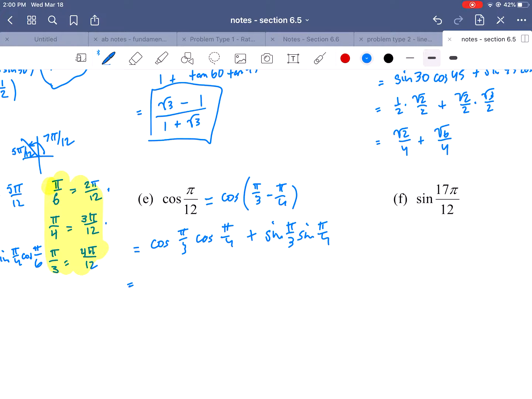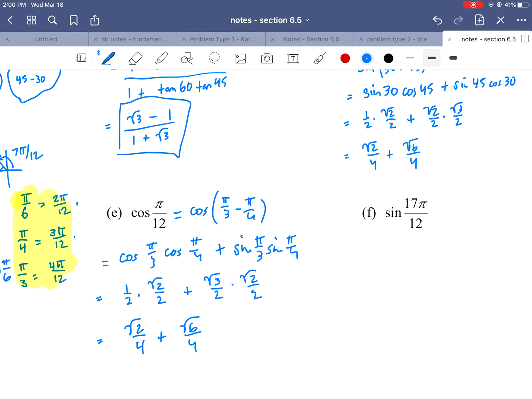Okay, and so this is going to end up being cosine pi over 3, which is a half, cosine pi over 4, which is square root of 2 over 2. Sine of pi over 3 is square root of 3 over 2, and sine of pi over 4 is square root of 2 over 2. And you can see that this is, again, our familiar answer, root 2 over 4 plus root 6 over 4.